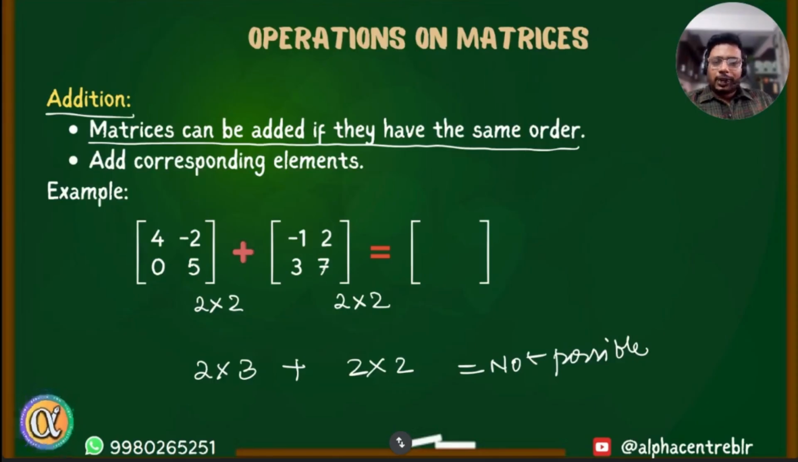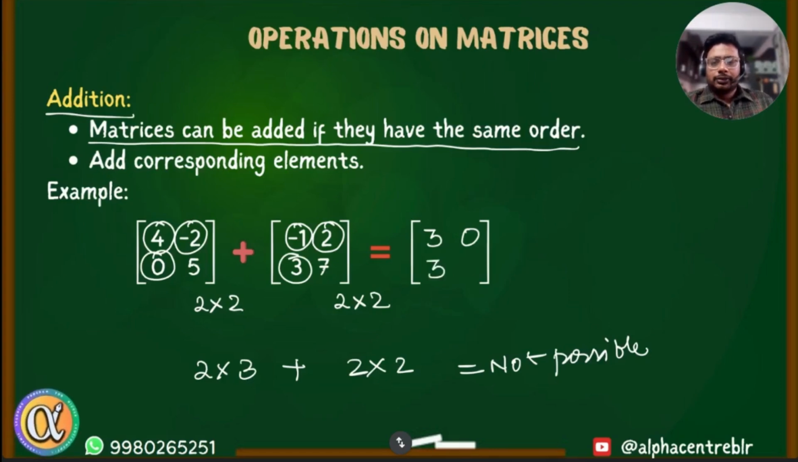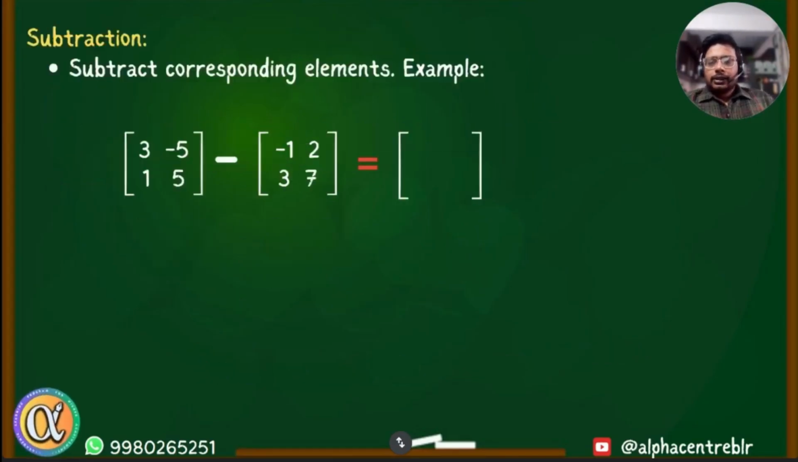So here, let's try to add it. 4 plus -1 is 3. -2 plus 2 is 0. 0 plus 3 is 3, and 7 plus 5 is 12. That's how we add matrices. We just add the corresponding term of one matrix to the corresponding term of the other matrix. Same goes for subtraction as well.